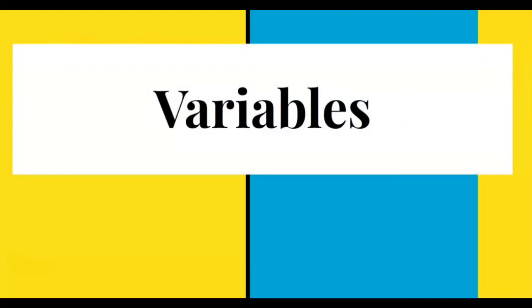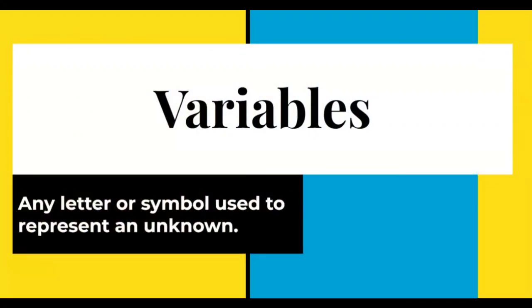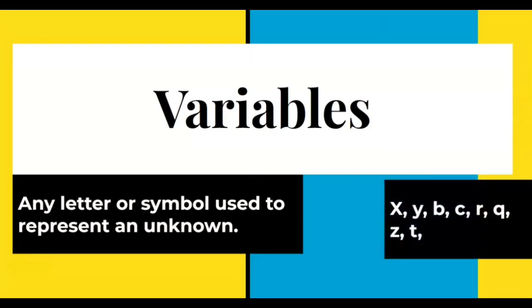So what are variables? Variables are any letter or symbol used to represent an unknown. For example, x, y, b, c, r, q, etc. Variables are usually written with common letters.